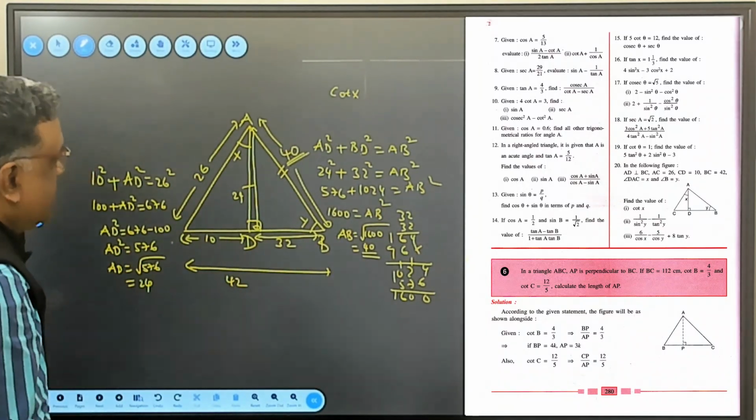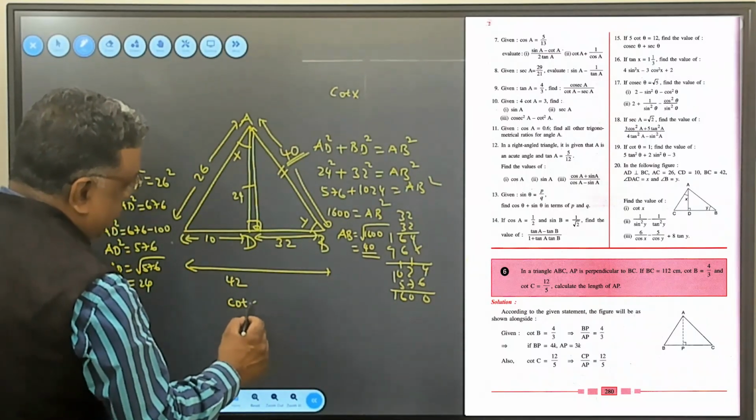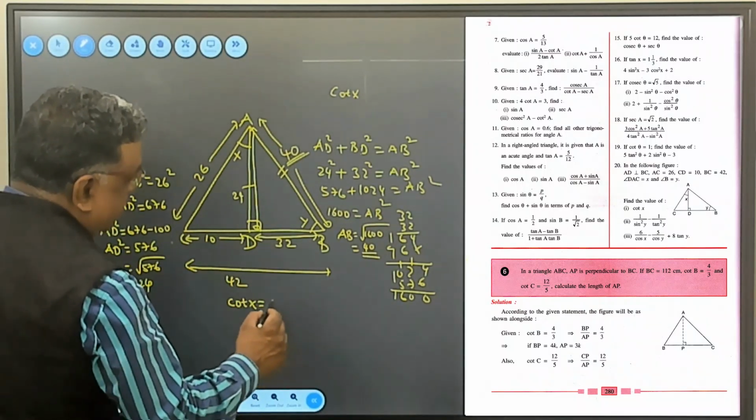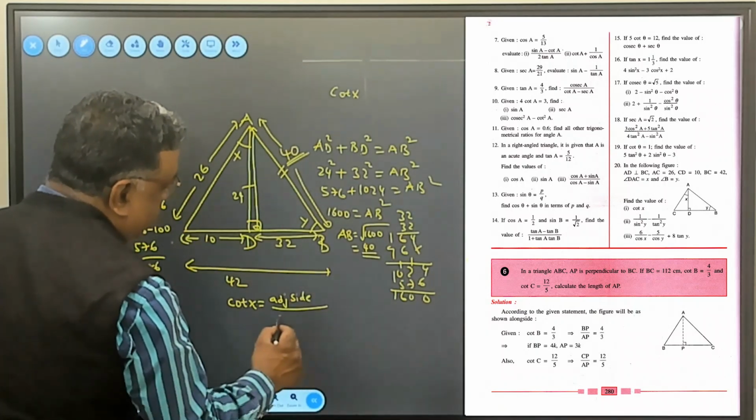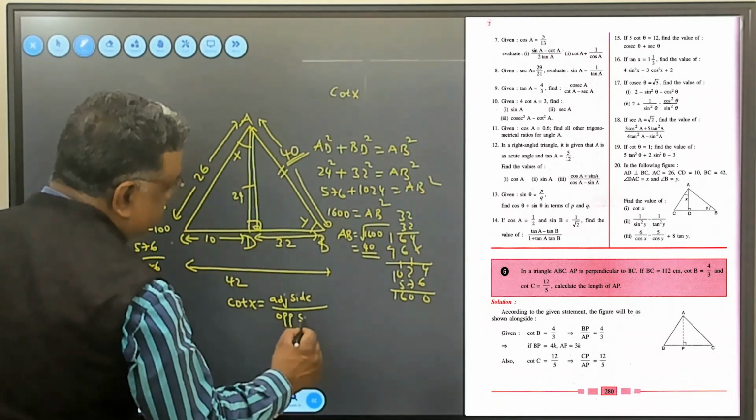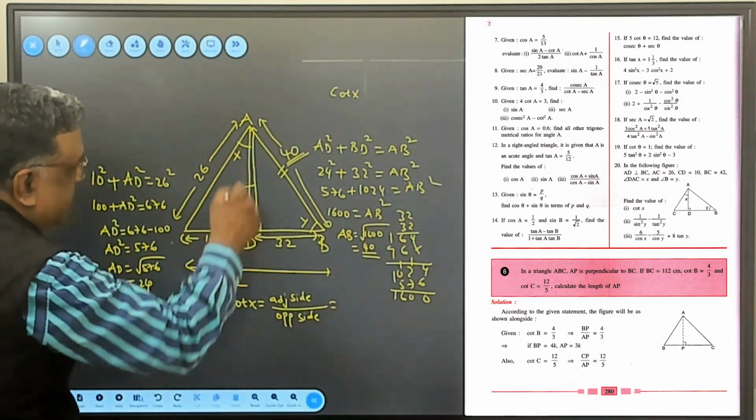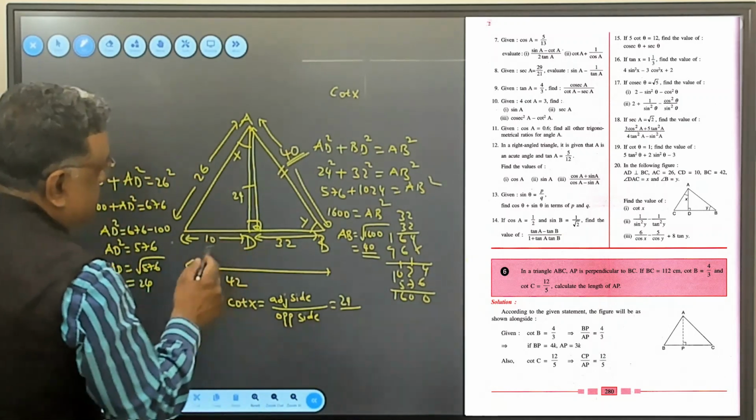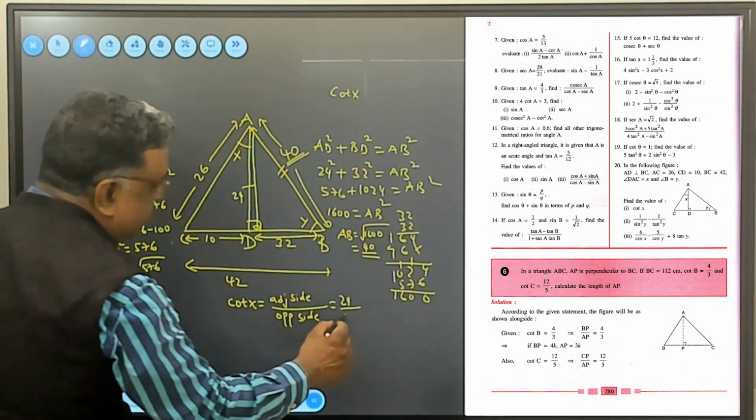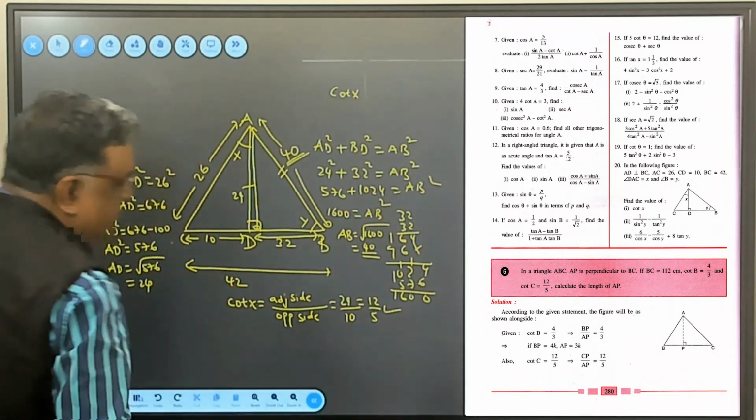Now I want to find cot x. So cot x is nothing but adjacent side upon opposite side. What is the adjacent side to angle x? AD, which is 24, and the opposite side is DC, which is 10. So I can say 12 upon 5. So I could find cot x.